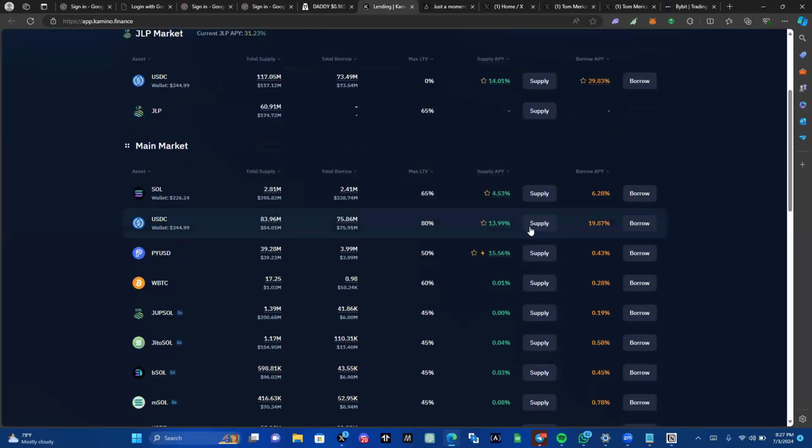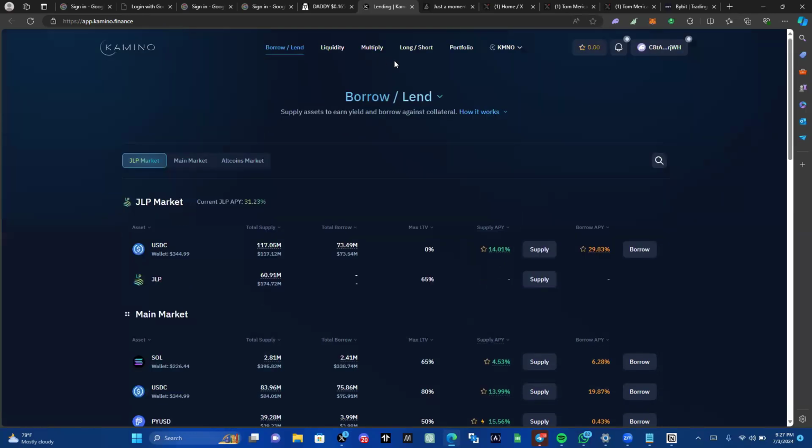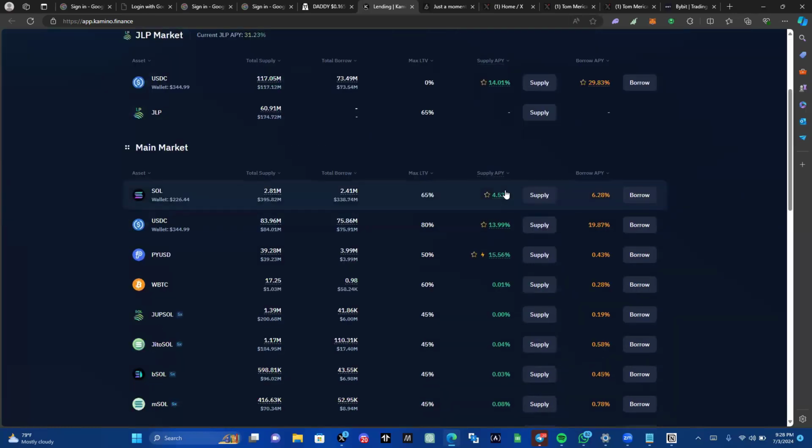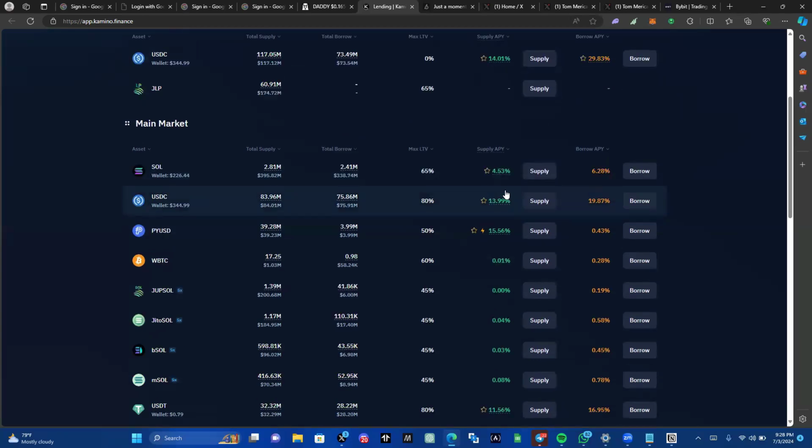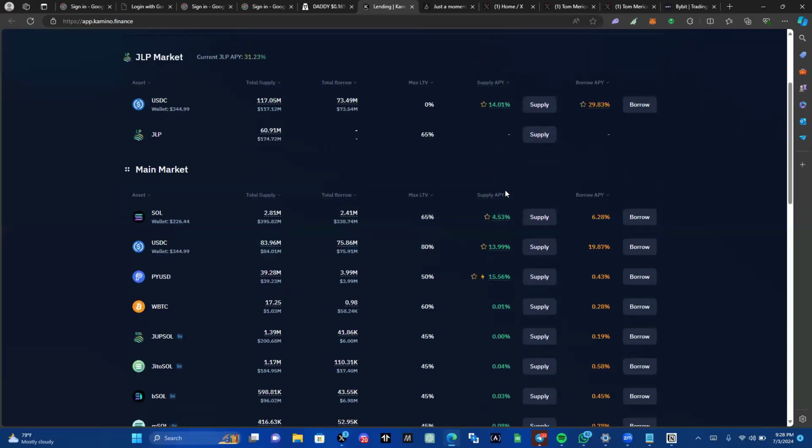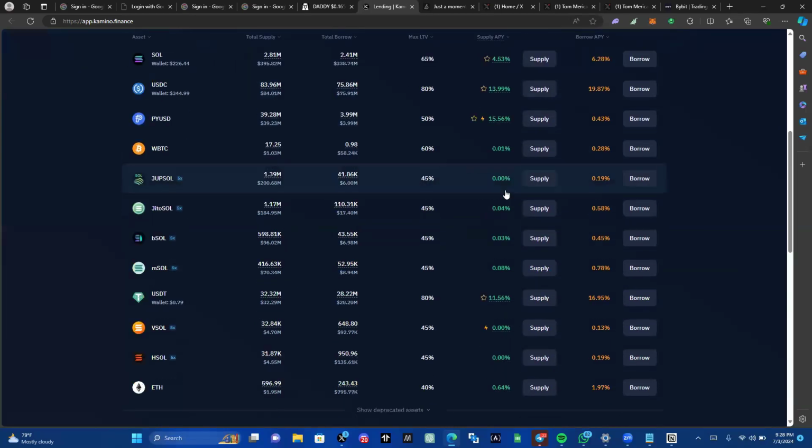You can also supply and borrow at the same time. You supply Solana, you borrow USDC. So if you trade with USDC, you can bring it back, pay back, and then take your Solana that you supplied. Okay, this Kamino is used for borrowing and lending tokens. It's very important. They did an airdrop for the people that were using their platform, and I'm one of them that got the airdrop.